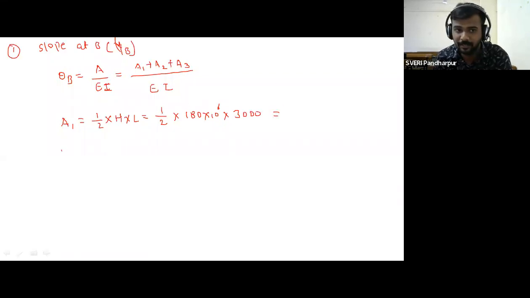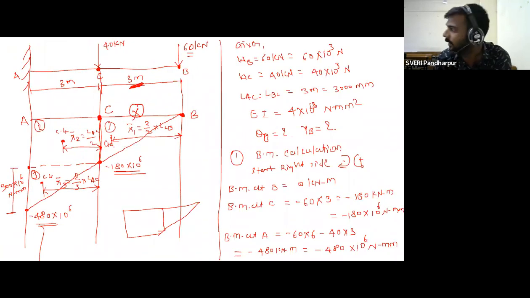So do the calculation. Similarly, A2 is equal to H into L. This is the formula for the rectangular section. So what is the height of this section again?